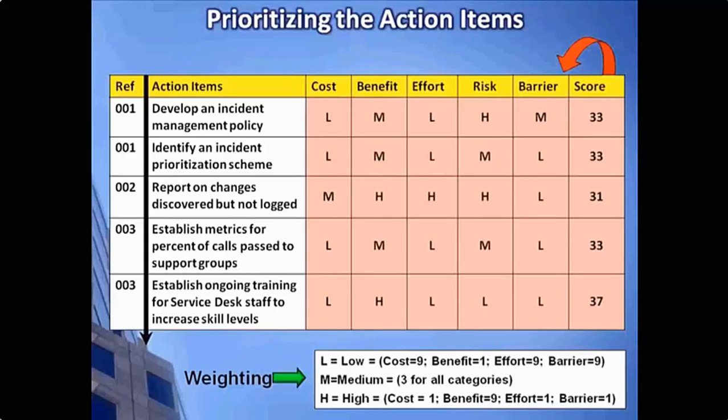Again, this is just an example of how you can start to pull these together. And as you can see, when you start to sort by the score column, you can now bring the most important action items to the top of your spreadsheet and easily see which ones people will be more interested in pursuing.